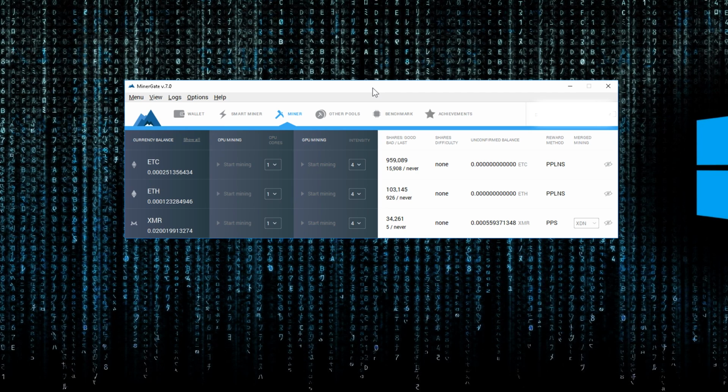So yeah, that is how to use Minergate, the client and the website.